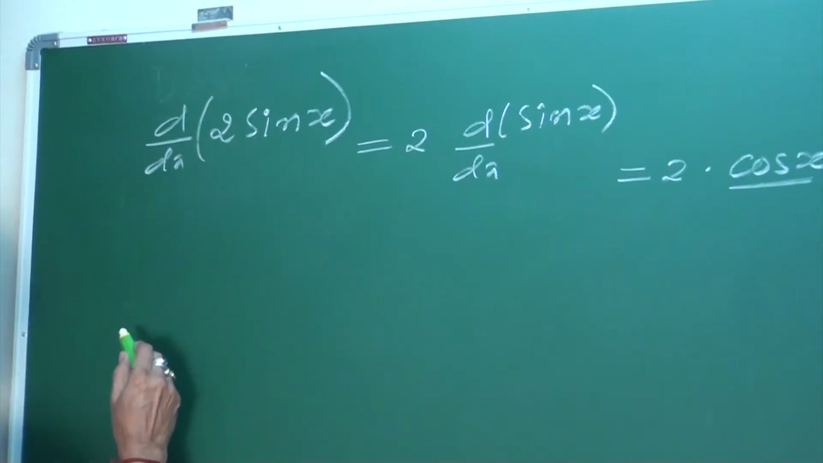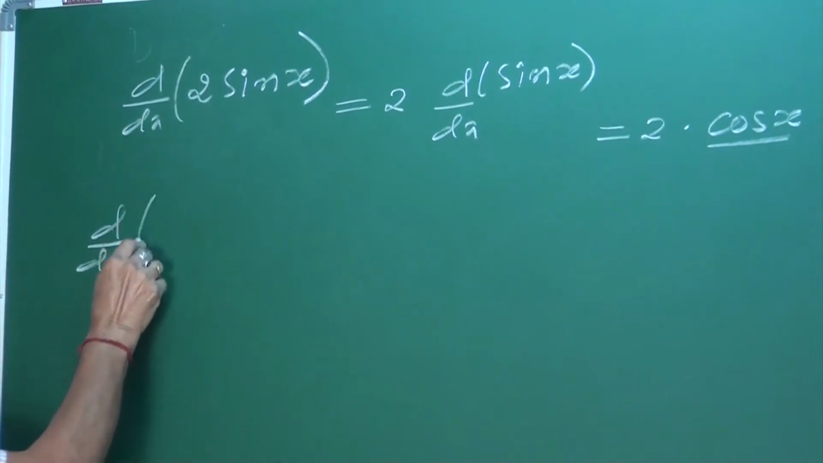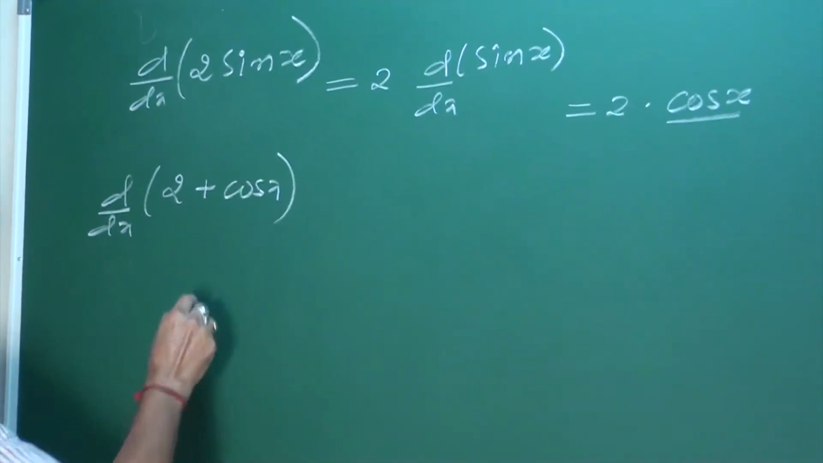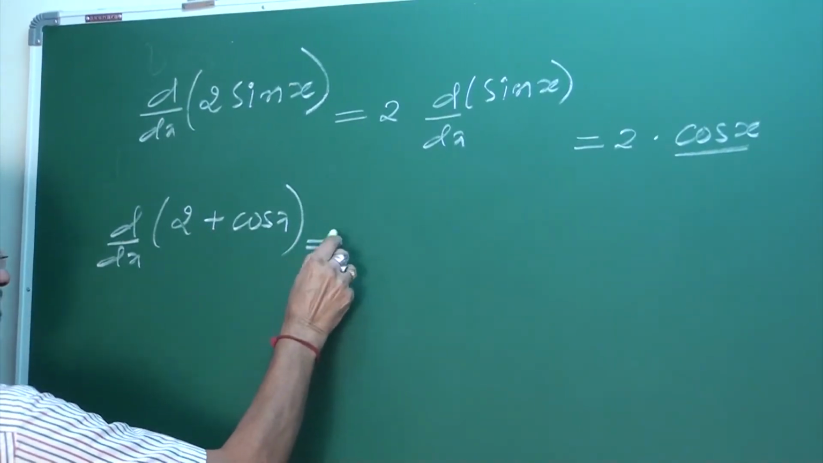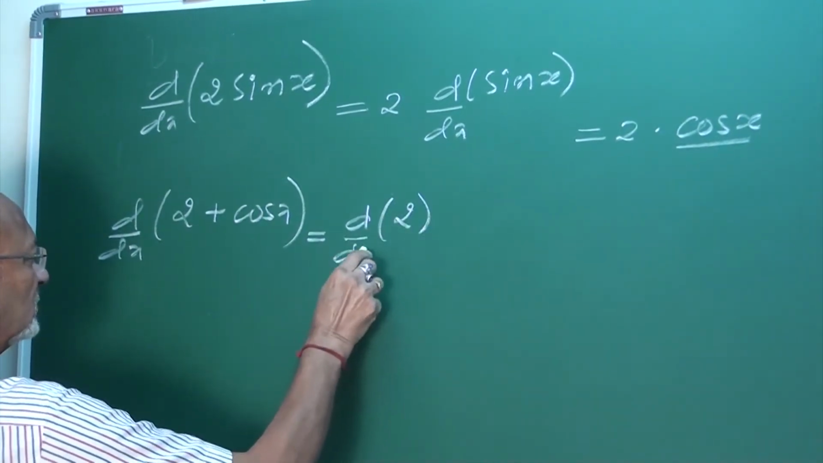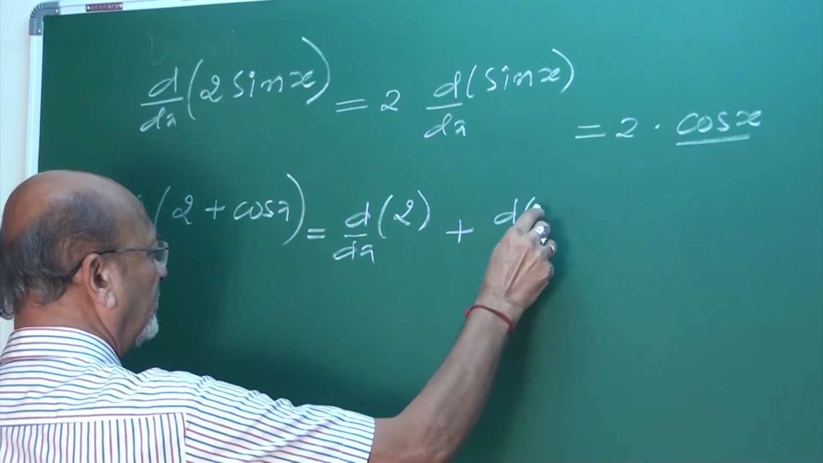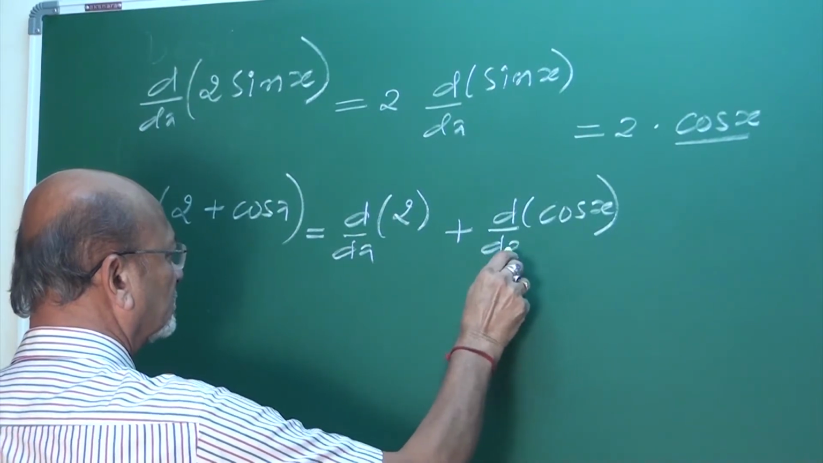Second, d by dx of 2 plus cos x. Yes, friend. Sum is sum. It is what? Derivative of 2 with respect to x, plus is plus, derivative of second function cos x with respect to x.